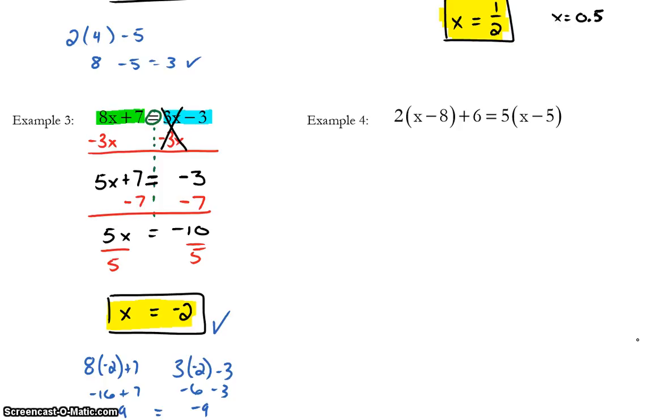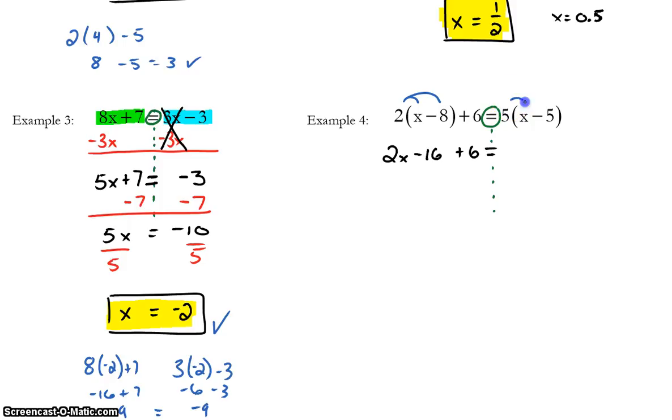Example 4 is the last example. And this one starts with the distributive property on both sides of my equation. So I would start by distributing the 2 to give me 2x minus 16. This plus 6 is here, but I don't distribute to it. I just bring it down.